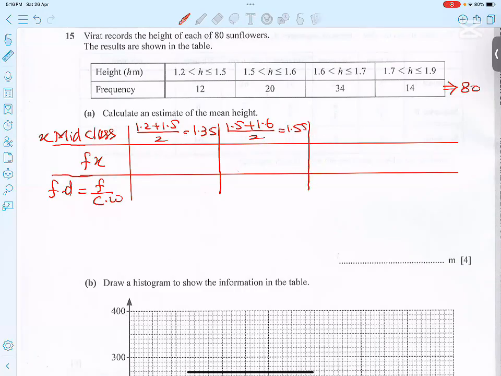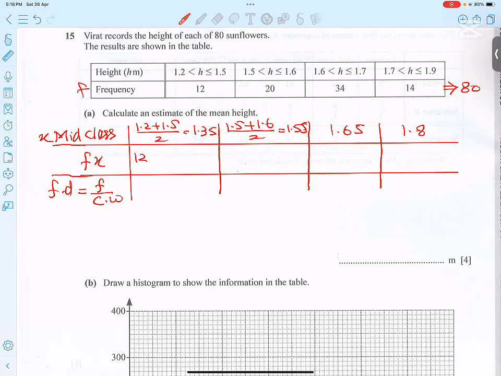Rest values I'm not showing. This is 1.65, this is 1.8, because the average of these numbers is 1.8. So I think you understood how I got it. fx, this is frequency times x. So this number and this number multiply.